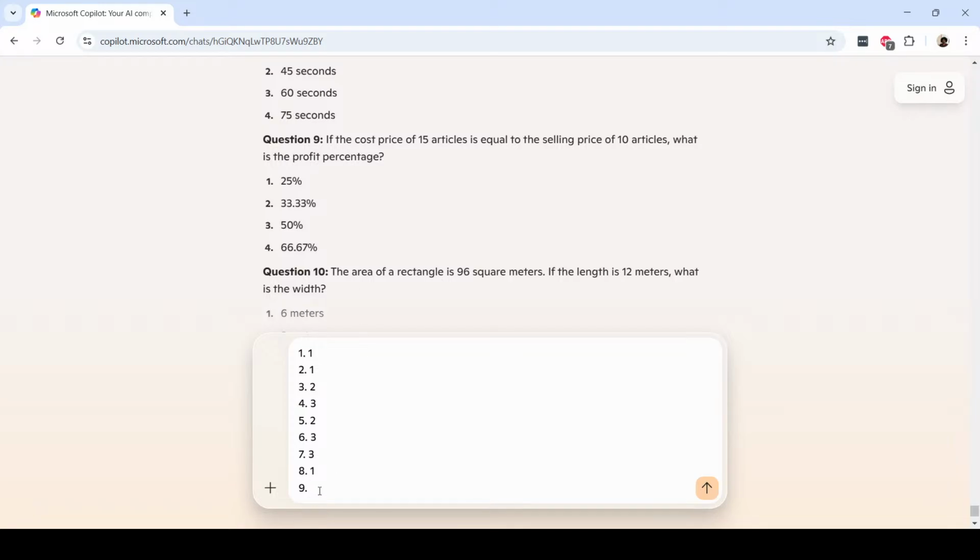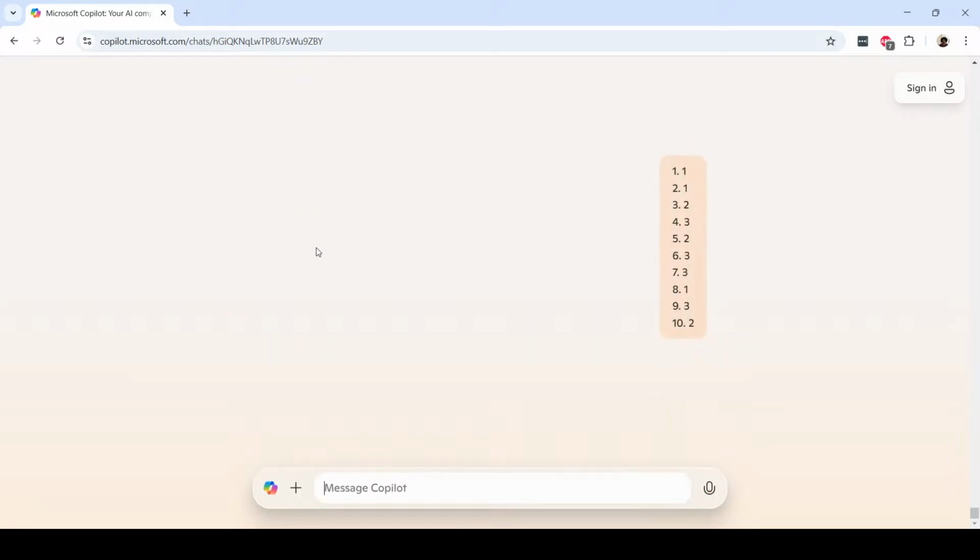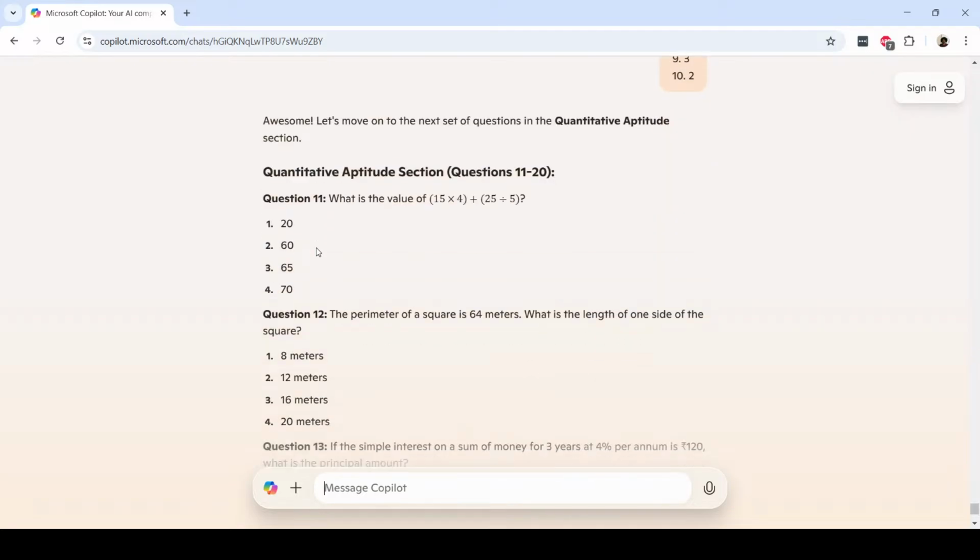The area of a rectangle is 96 square meters. If the length is 12 meters, then the width is 8. Awesome. So next 10 questions.